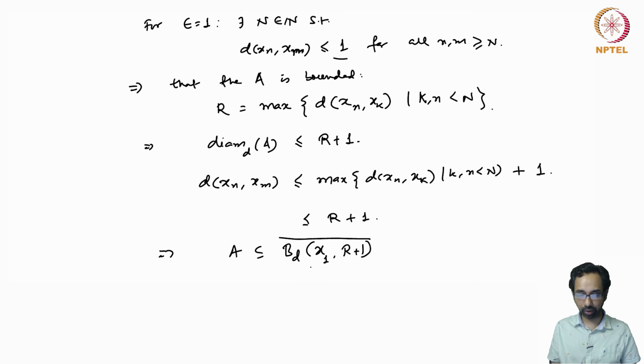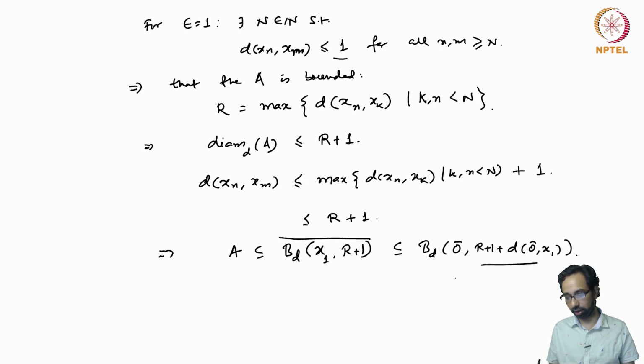So you can take in fact any point in the set A, and because the diameter is bounded by r plus 1, therefore A is a subset of the closure of this set. And this is also a subset of a metric ball with center the origin in Rn and a radius r plus 1 plus the distance between 0 and x1. So there exists some radius for which A is contained in this set, and therefore this is the closure. And now we can use the compactness of closed and bounded sets.